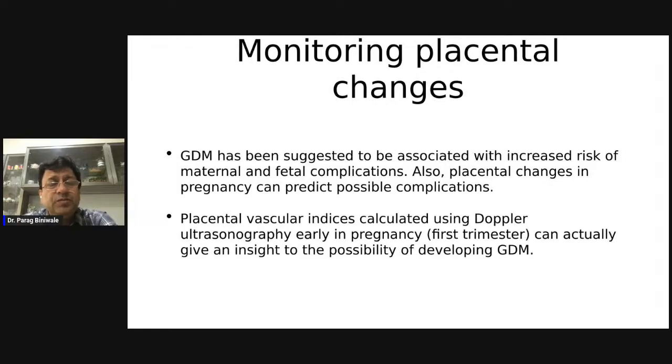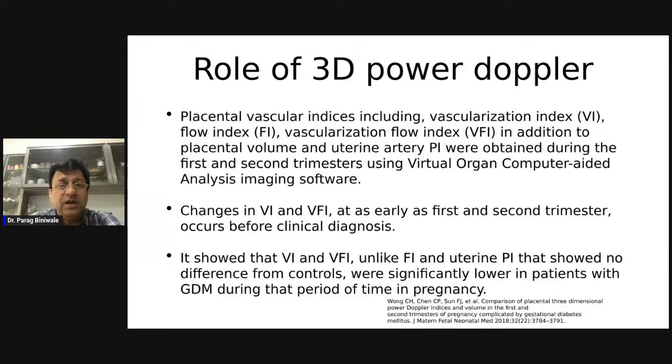We also should be monitoring the placental changes in women who have early gestational diabetes mellitus, and we know that the placental changes in pregnancy can predict possible complications. So, placental vascular indices calculated using Doppler ultrasound in early pregnancy, that is in the first trimester, can actually give us an insight into a possibility of developing gestational diabetes mellitus.